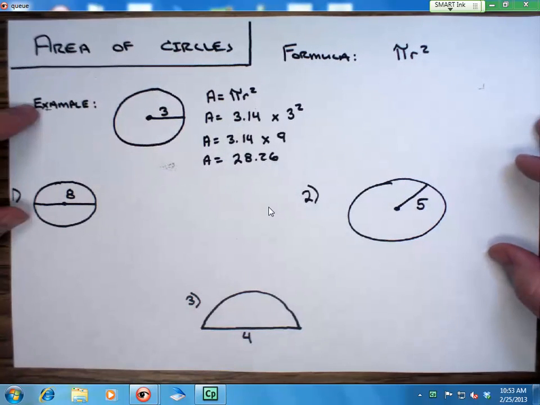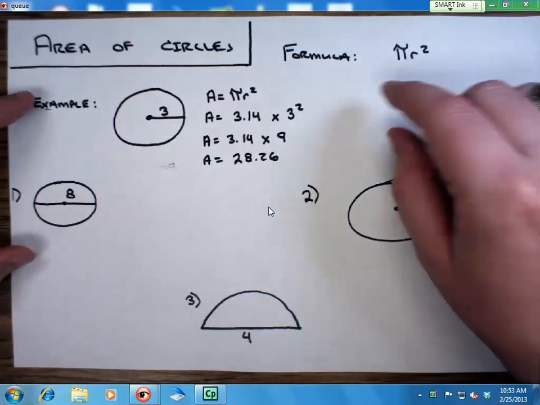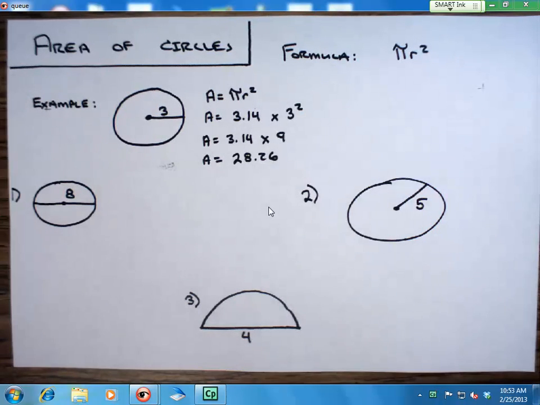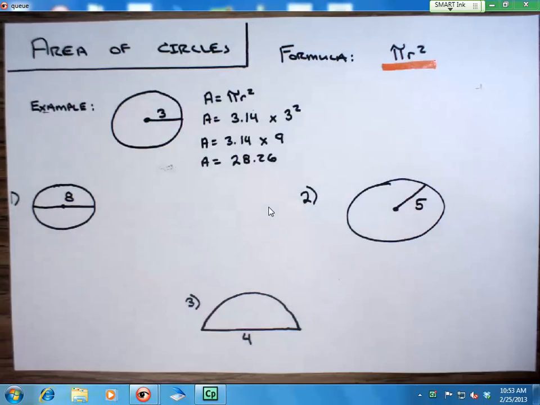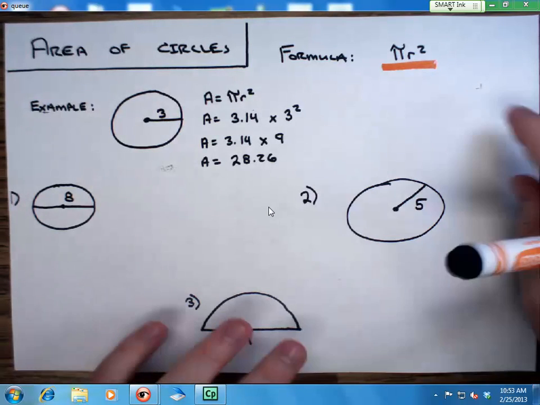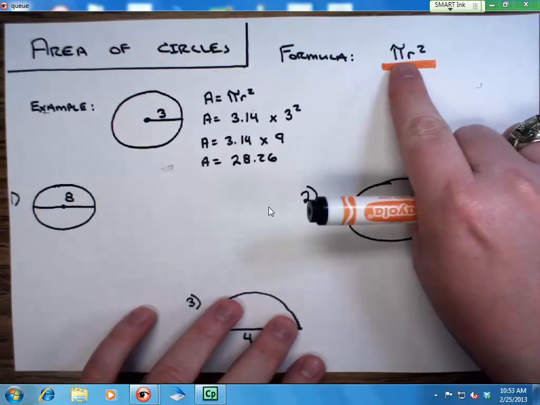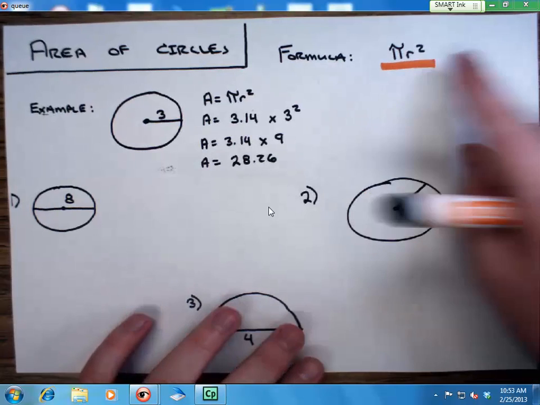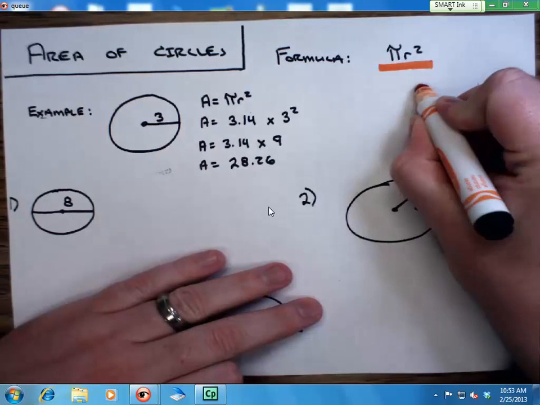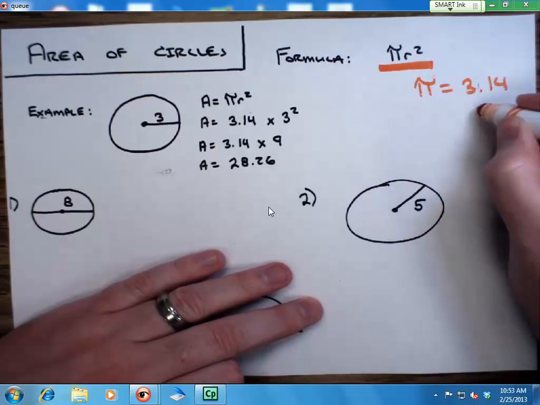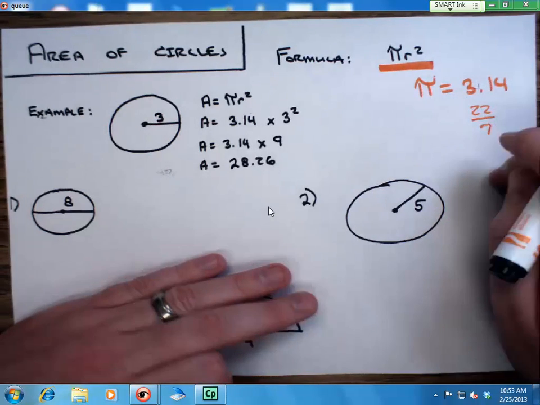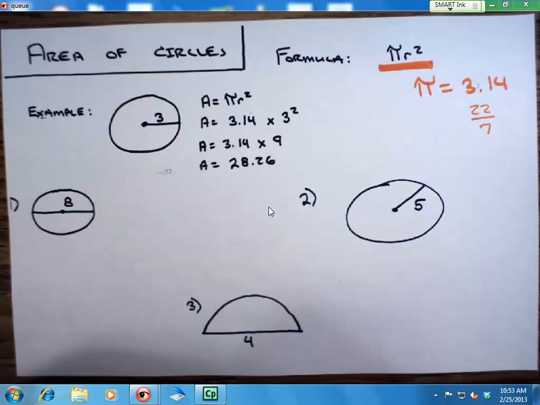Now let's go ahead and take a look at our notes for today. If you notice, I do have our formula written right up here at the top. This is important. This is what you're going to be using to solve for the area of each of these circles. Now, our formula is pi times radius squared. Now remember, pi equals 3.14, or 22 over 7, which I think today we'll probably be using 3.14 more than 22 over 7, but you can use either to get your answer.